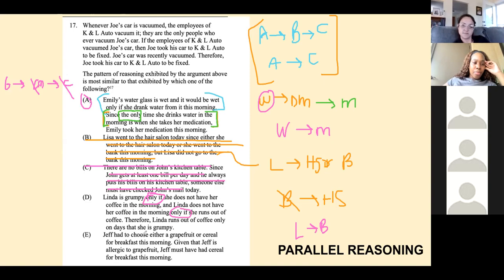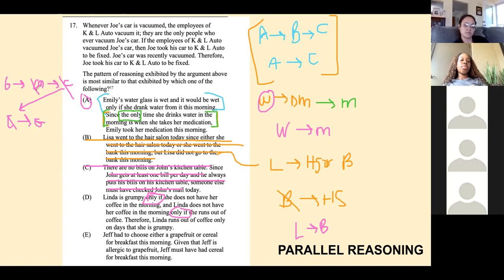So this is saying that if she runs out of coffee, that means that she must be grumpy. But this is actually a false reversal, right? Because it's just taking this and putting it in the front, and we can't do that. So it's not following the same structure.